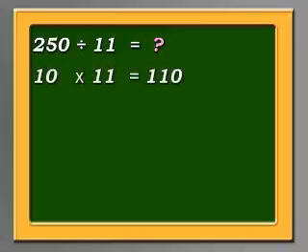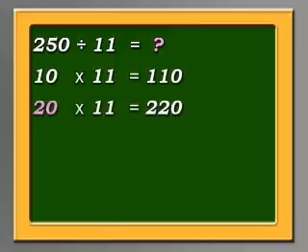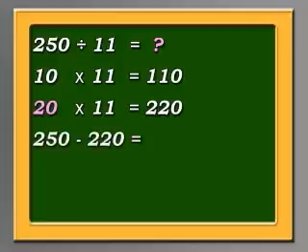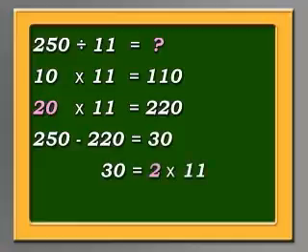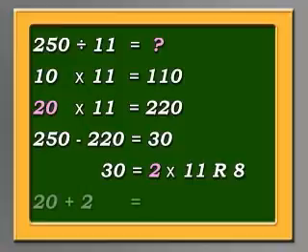Well, 10 times 11 is 110, so 20 times 11 is 220. 220 from 250 is 30. That makes 2 times 11, 22 and 8 left over. So, after cutting 250 bars, we have 22 extra bars.